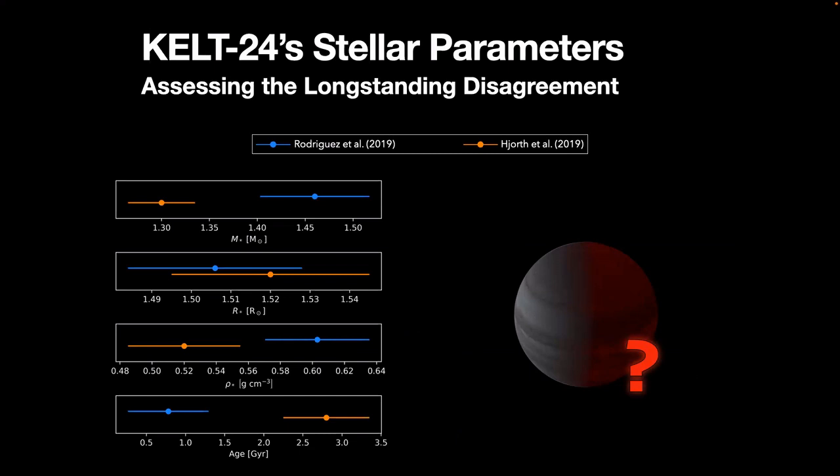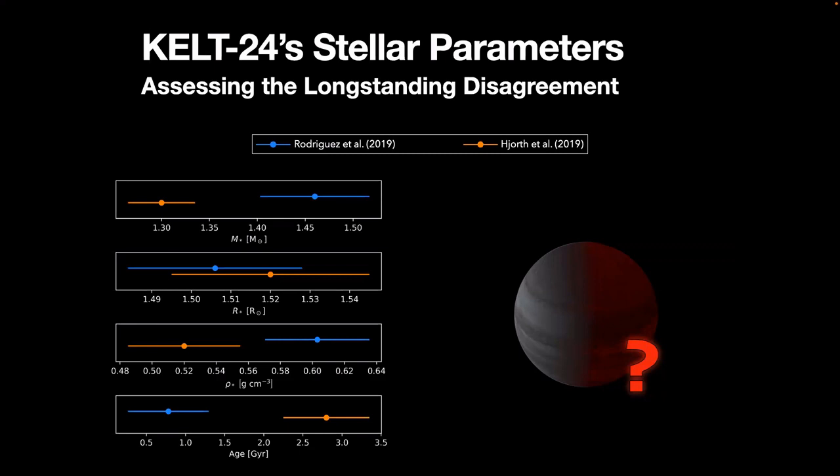So if you take a look at the stellar mass in the top panel, you can see that Hořt et al. in the orange identified a stellar mass of 1.3 solar masses, whereas Rodriguez et al. found a stellar mass much higher at about 1.45 solar masses. And maybe while the point estimates of these 2 values don't disagree by that much, they're well beyond the derived standard deviations of both of these estimates. And so that's slightly concerning, and it raises some red flags.